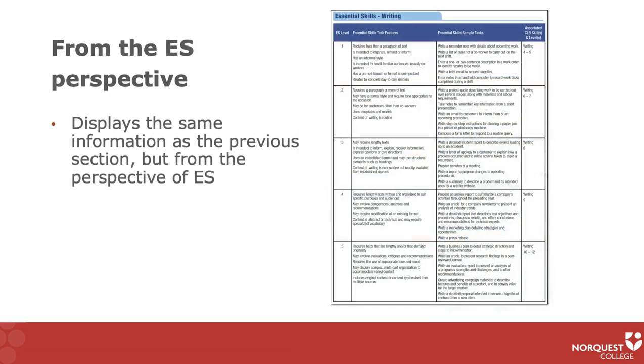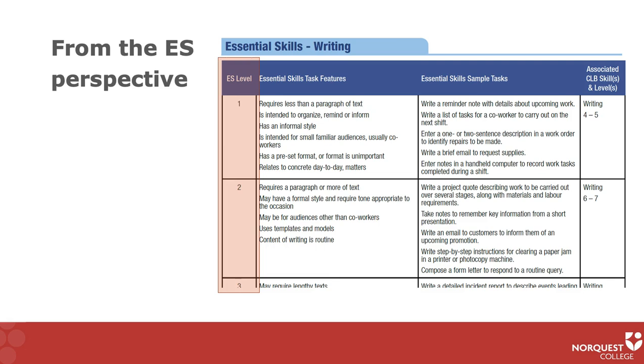The final section of the comparative framework includes the same essential skills information, but displayed from the perspective of the essential skills. In this section, there is a table for each essential skill that shows progression along the ES scale. The tables show the essential skills level, essential skills task features exactly as they are presented on the CLB pages of the comparative framework, essential skills example tasks exactly as they are presented on the CLB pages of the comparative framework, and associated CLB skills and levels.